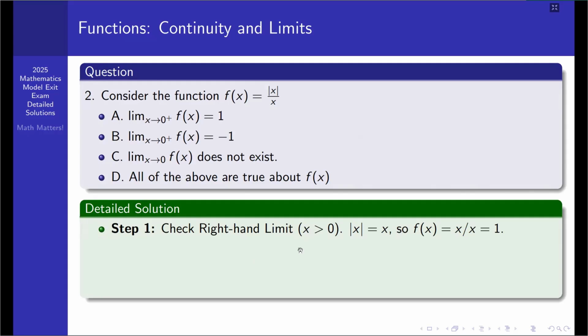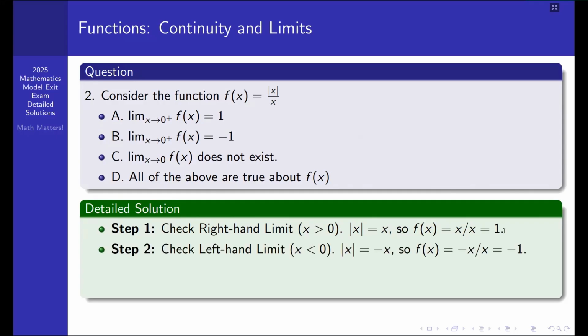Therefore, if we check, for example, the right-hand limit, that is whenever x is greater than 0, or simply x approaches 0 from the right side, we know that whenever x is a positive real number, or within this interval, x greater than 0, the absolute value of x is x, so that f of x becomes x over x, which is 1. Therefore, the limit of the function from the right side becomes 1, and from the left side, the absolute value of x is negative x, so that f of x will be minus x over x, which is minus 1.